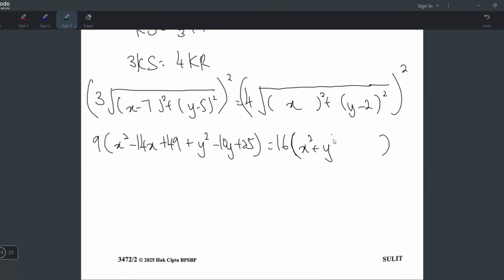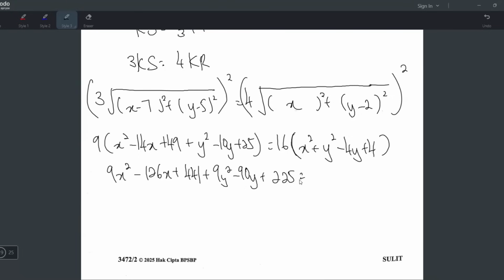Okay, y minus 2 square is y square. Negative 2y times 2 is negative 4y plus 4. Now take the 9 and the 16. Kembang. Expand. So 9x square. Okay, 9 times 14, 126x. And then 9 times 49, 441. And then plus times 9 is 9y squared, times 9 is negative 90y, times 9, 225. On the other side, 16 times x squared is 16x squared, times 16 is 16y squared, times 16 negative 64y, times 16 is positive 64.